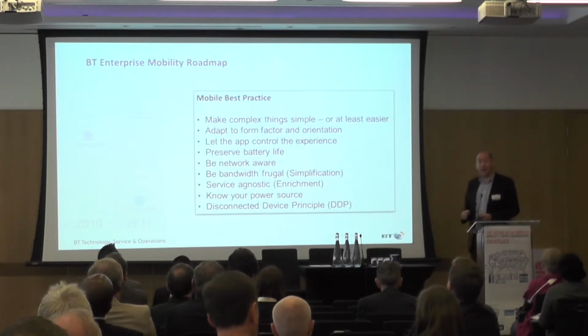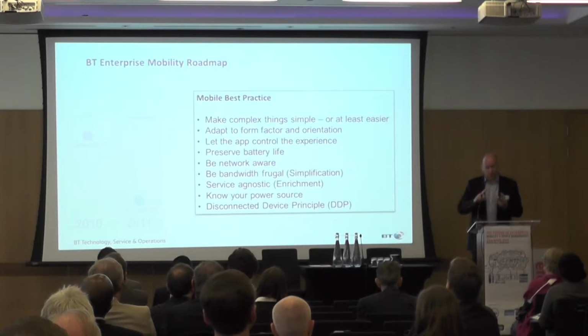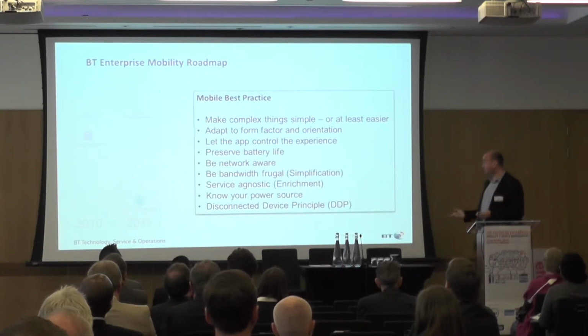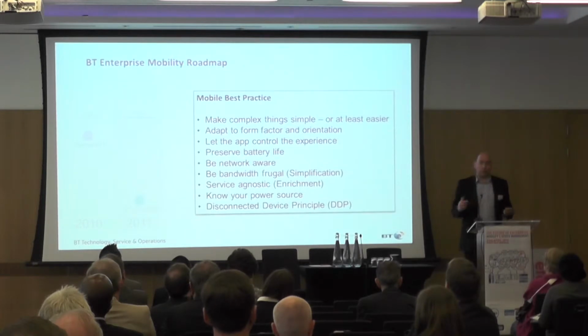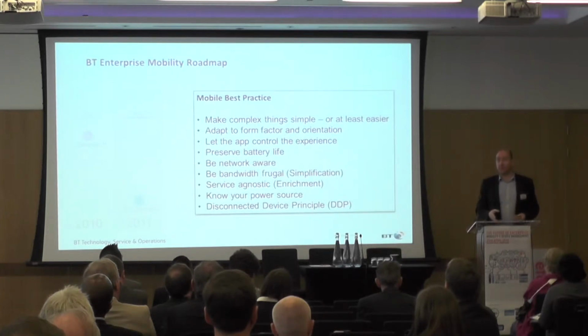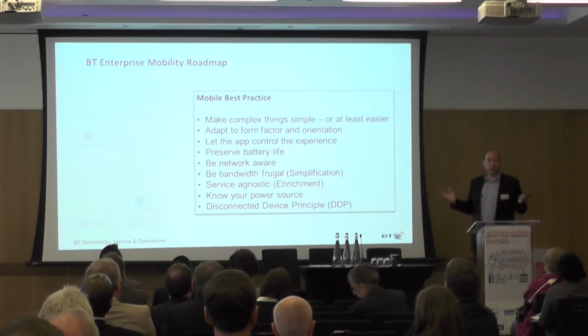As I said, be network aware. Know that you've got connectivity. Know whether you've got internet, whether you've got intranet, whether you've got secure capabilities. And let the app decide what to do based on the state of your network. Be bandwidth frugal. We call this simplification. Effectively, don't send data down to the device that the engineer doesn't need. Right? That costs money. Data costs money. Right? Even for a telco, it costs us money. Right? So keep it simple.